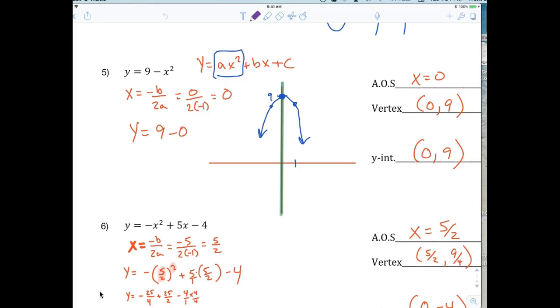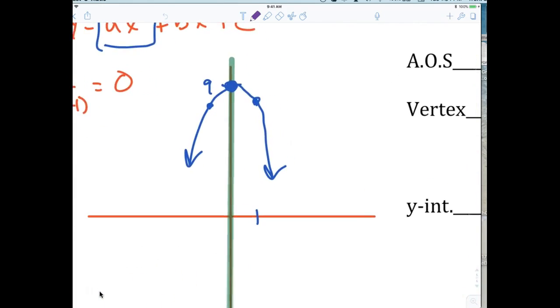Okay, so now from there, we don't have a second point. So you have to create a second point. And to create a second point, you're just going to randomly pick a number, which is 1. That would be the easiest one. If you want to do 2, that would be okay. Or plug in 3, that would be okay. But 1 is usually the easiest. So when you plug in 1, what ordered pair do you get? 1, 8. So then you plot the point 1, 8. And then you use the mirror, which is the axis of symmetry, to find the other point.